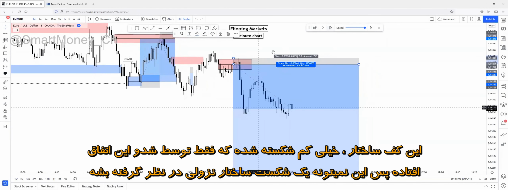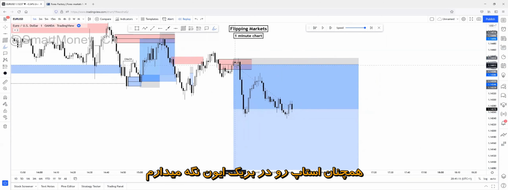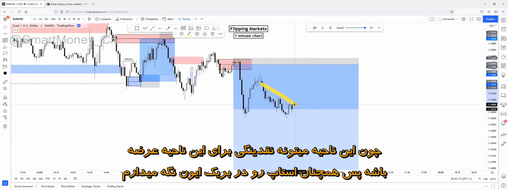The small break of that structural low has happened, as you can see, but the break only happened with candle wicks. So this is not a break of structure to the downside yet. So I will still keep my stop loss in break even because these zones could be liquidity for some supply area right here. So I'm still keeping my stop loss in break even.